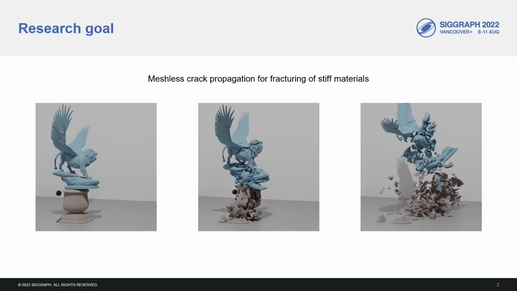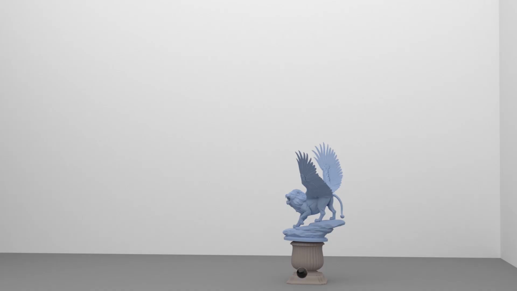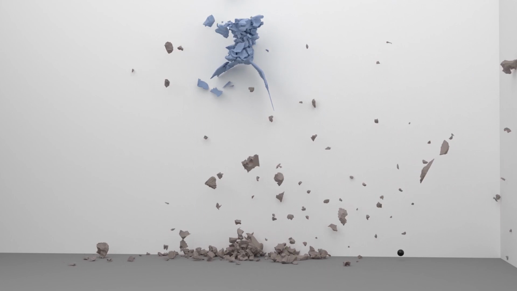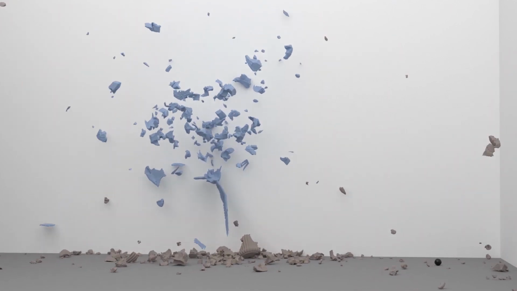The goal of this research was to produce a meshless crack propagation scheme for fracturing of highly stiff materials. In essence, what we want is to simulate physical breakage with branching cracks in a meshless fashion during propagation. This is an example of what the final result looks like from our mesh-free crack propagation scheme.